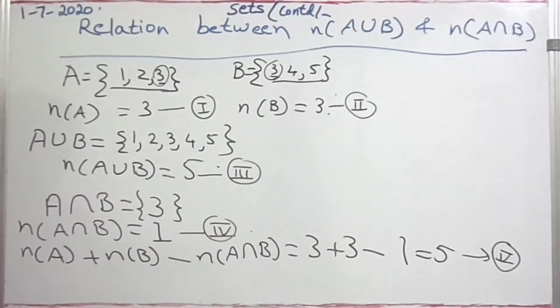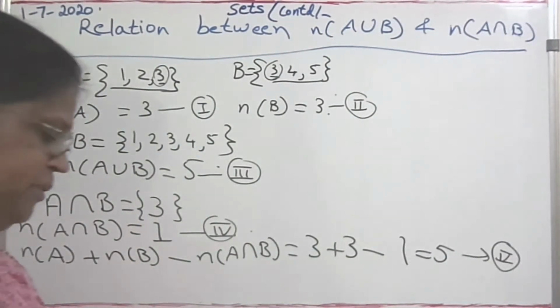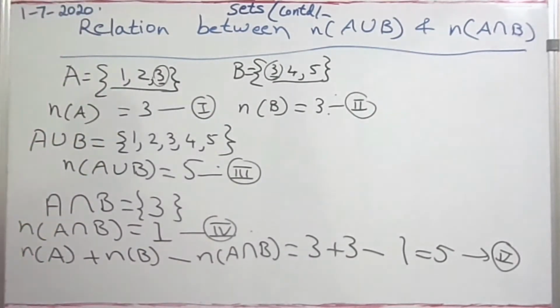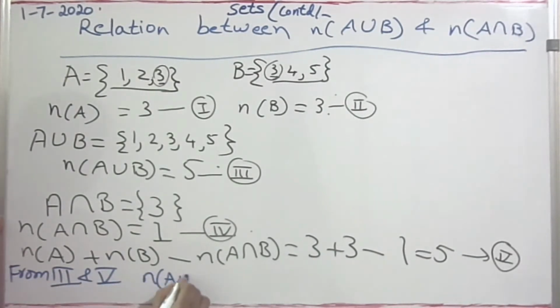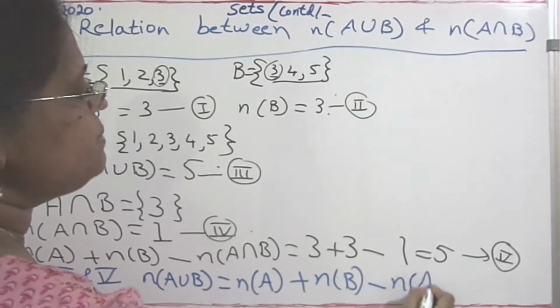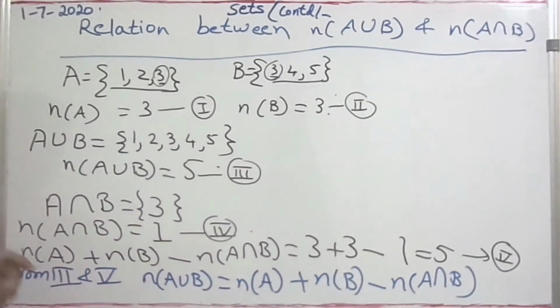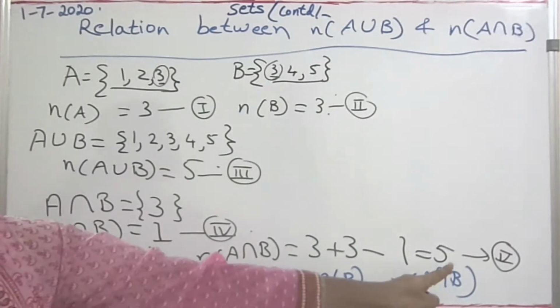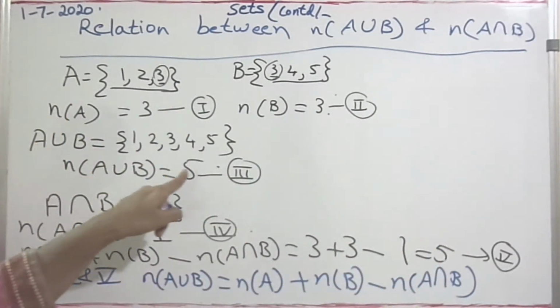From 3 and 5, we are getting an important formula. I have derived the formula for you. The derivation is not important; the formula is important. The important formula is: number of elements in A union B is equal to number of elements in A plus number of elements in B minus number of elements in A intersection B. The right hand side also gives you 5, and the number of elements in A union B is also 5.